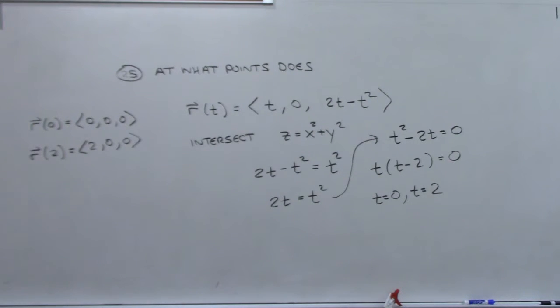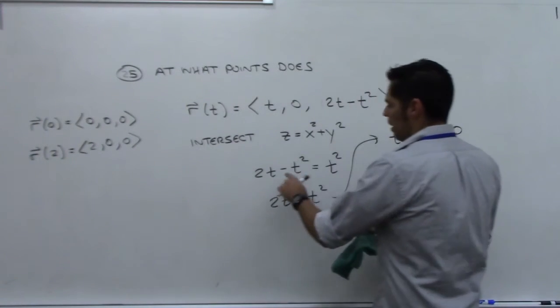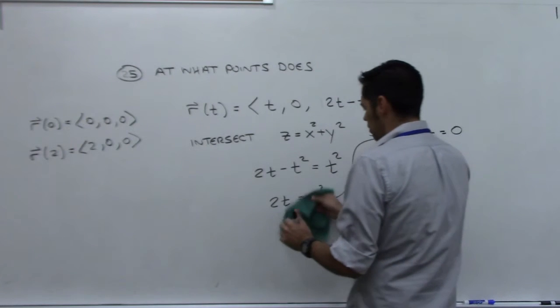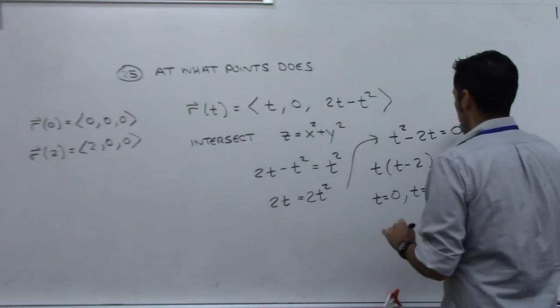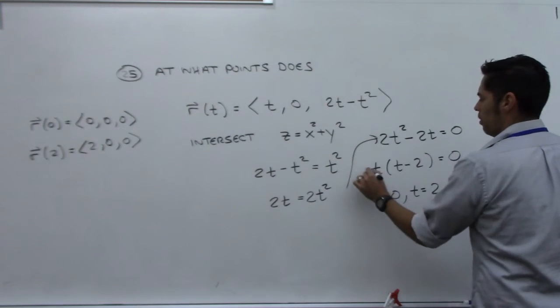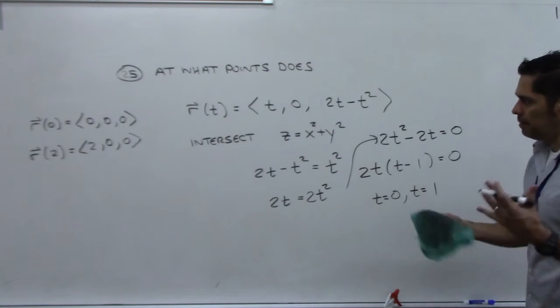Oh, I know what I did. Rough. Having one of those days. I was doing pretty good. I moved this over. This should have been 2t squared. So then this was 2t squared, and I pull out a 2t, and then this is a 1, and then this is a 1. Okay, sorry, basic algebra.